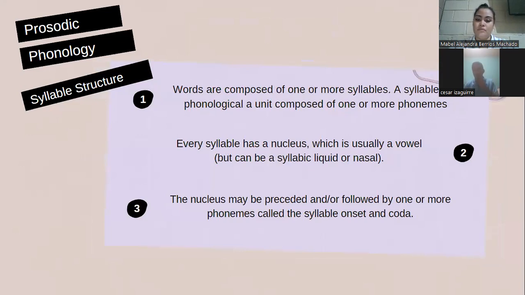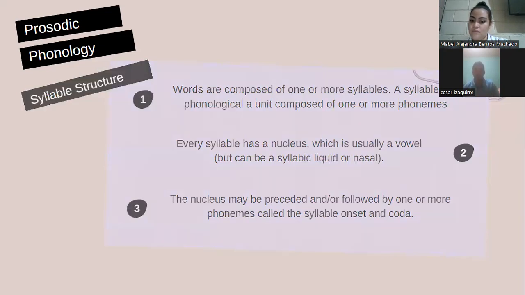Now, in prosodic phonology is the syllable structure. We have three points. In the first, words are composed of one or more syllables. A syllable is a phonological unit composed of one or more phonemes. 2, every syllable has a nucleus, which is usually a vowel, but can be a syllabic liquid or nasal. And 3, the nucleus may be preceded and or followed by one or more phonemes, called the syllable onset and coda.